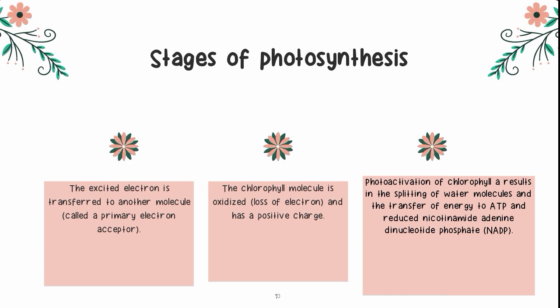Stages of photosynthesis. When chlorophyll a absorbs light energy, an electron gains energy and is excited. The excited electron is transferred to another molecule called a primary electron acceptor. The chlorophyll molecule is oxidized, or loses an electron, and has a positive charge. Photoactivation of chlorophyll results in the splitting of water molecules and the transfer of energy to ATP and reduced nicotinamide adenine dinucleotide phosphate, or NADP.